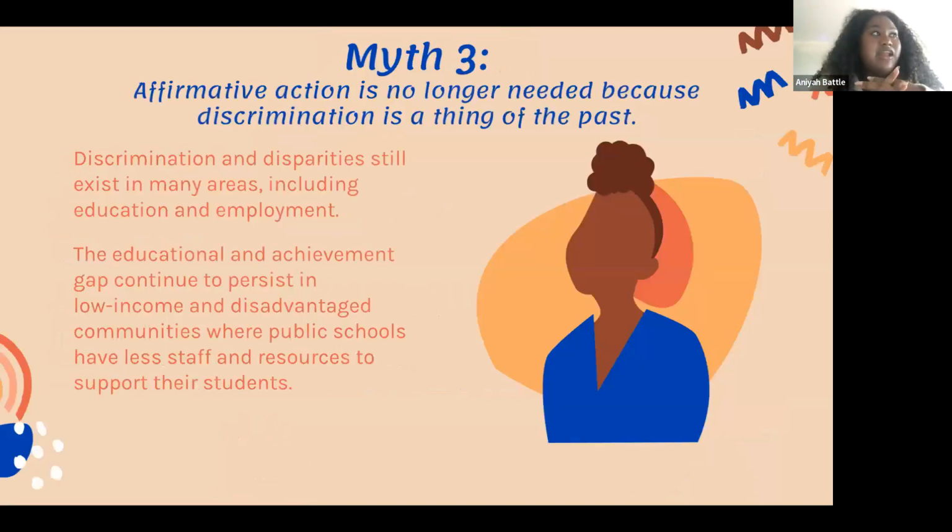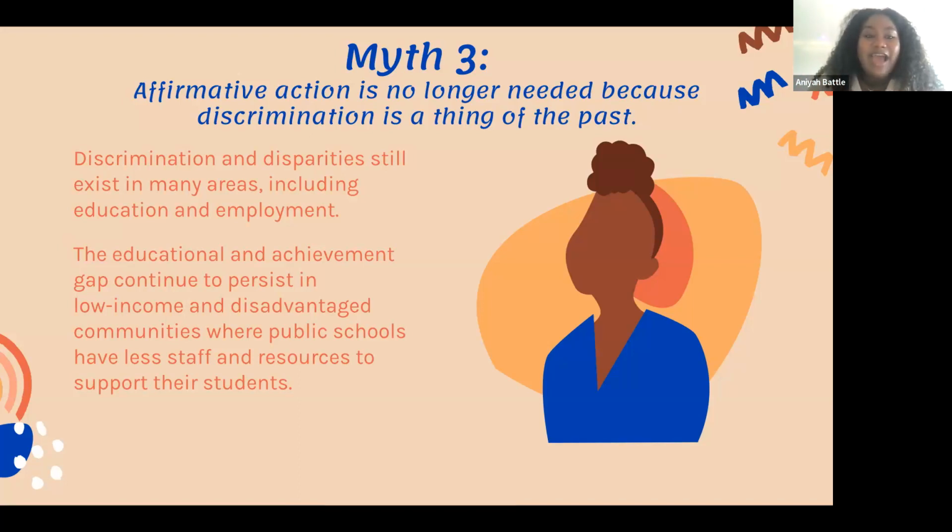Myth three is that affirmative action is no longer needed because discrimination is a thing of the past. Again, discrimination is not a thing of the past. Discrimination and disparity still exist in many areas, specifically in education and employment. And we saw the graph, this applies to all of us. There's definitely no way that discrimination and disparities do not exist when 92% of this field is white.